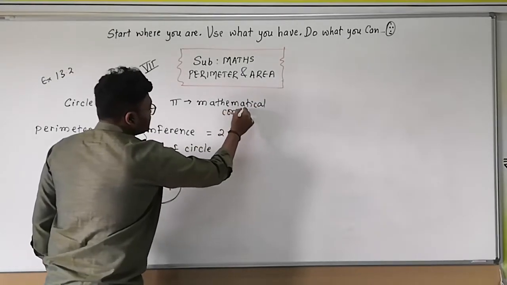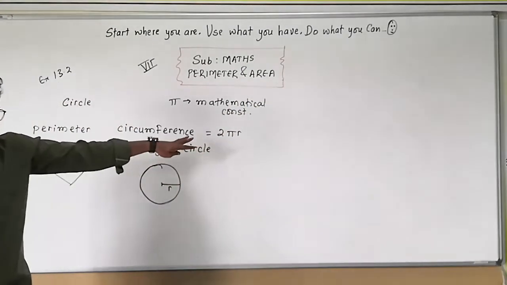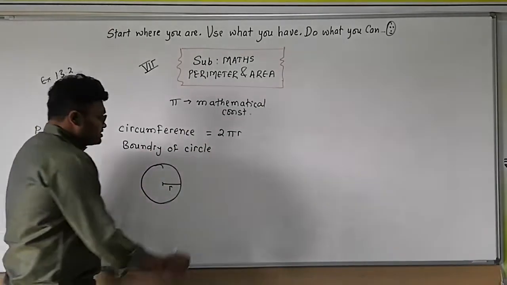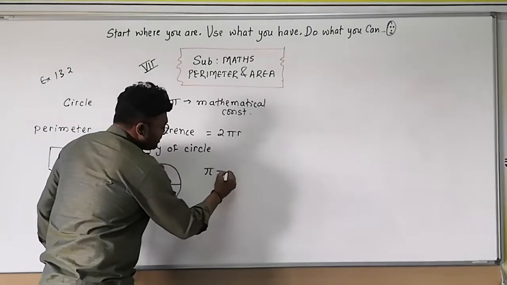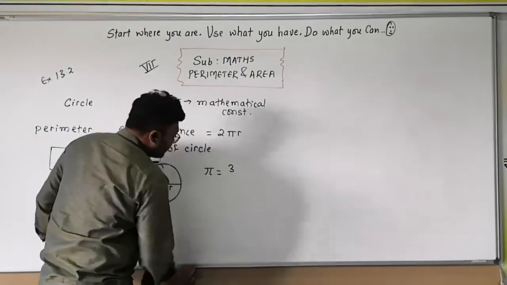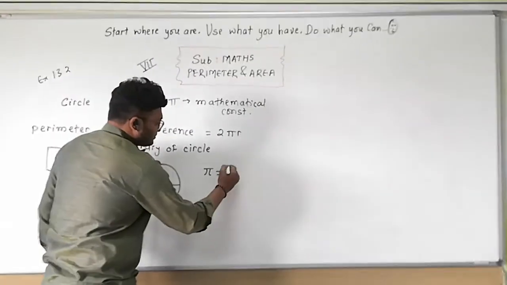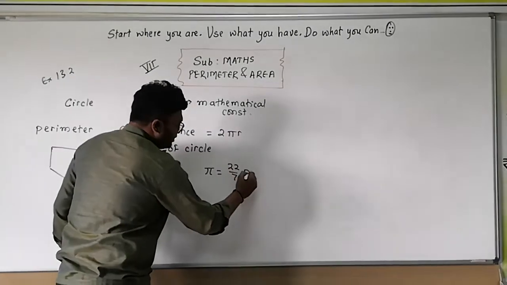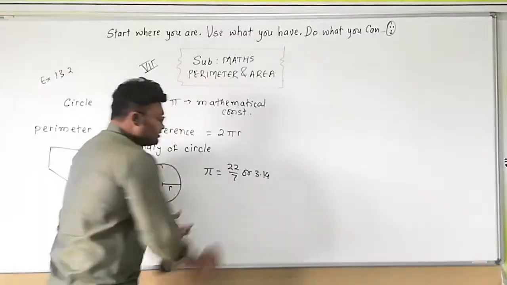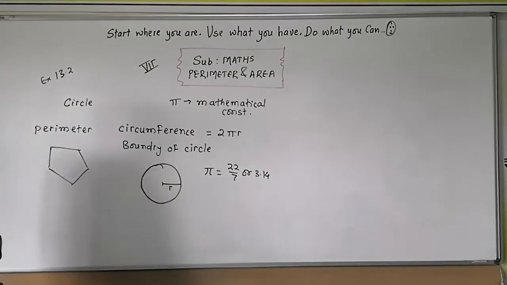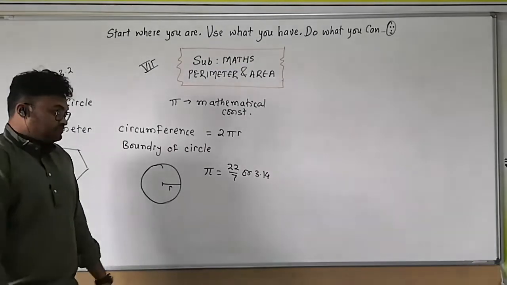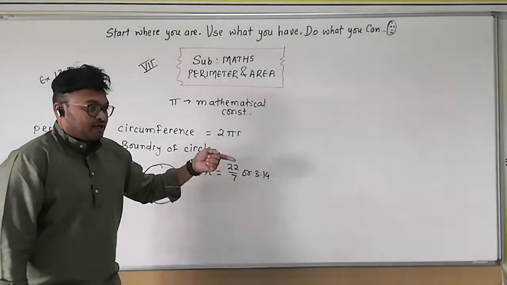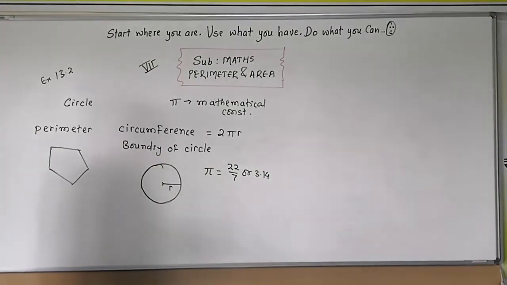Now the word constant itself indicates that it has a numerical value. What is the value of pi then? Pi can be represented as 22 by 7 or 3.14. Whichever you like, you can take 22 by 7 or else 3.14. Now again, the real question is, why 2 pi r? Yes, why 2 pi r?